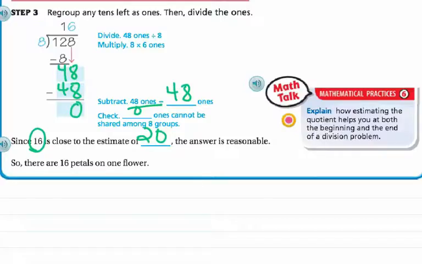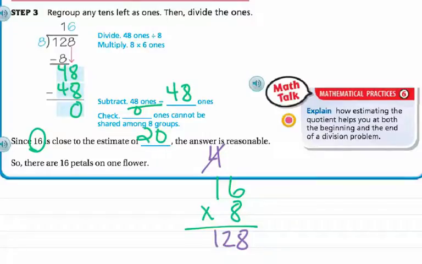And we can use inverse operations to check. We know if there are 16 petals on her 8 flowers, we can figure out how many total petals there are. So 6 times 8 is 48. We regroup the ones, and 1 times 8 is 8, plus the regrouped 4 is 12. So 128 petals is what we started out with, and notice when we use inverse operations to check, we see that we got the dividend, the amount that we divided out.